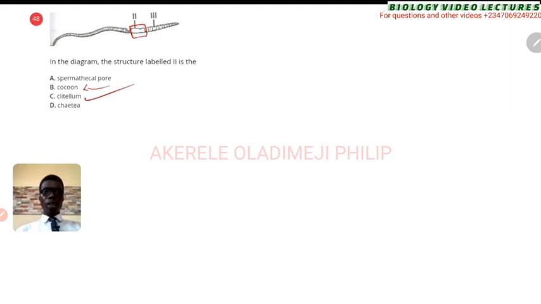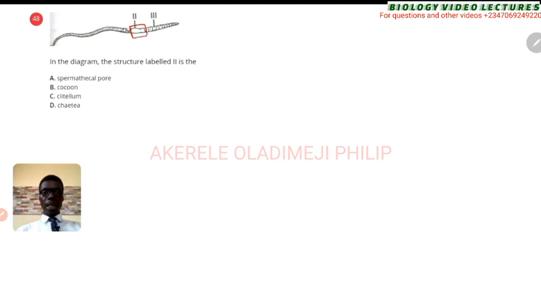3 should be the chaetae. Chaetae are like some sort of hair-like structures. Most of them are present in segmented worms, like ragworms, earthworms, and the like. So the answer to this is clitellum.